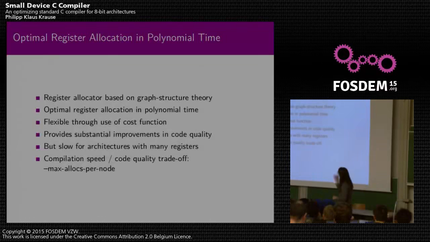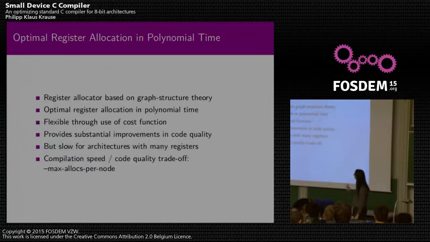Well, it's slow for architectures with many registers. In the theoretical runtime bound, the number of registers is in the exponent of the runtime of the register allocator. That makes it infeasible for those architectures with many registers, but our 8-bit targets often have few registers, and it's fine. There's also a theoretical hardness result that basically says that if we want to do it optimally, we can't get rid of the number of registers in the exponent.